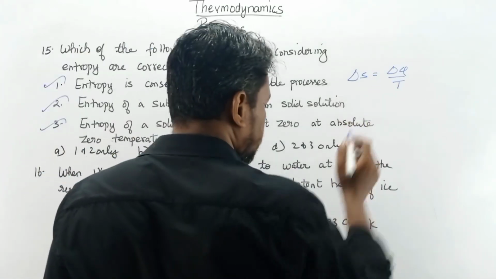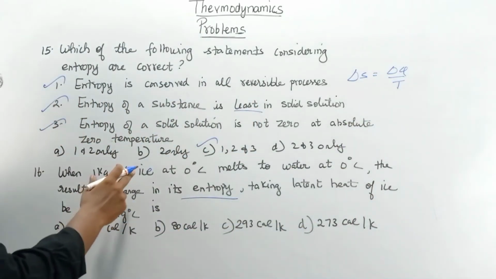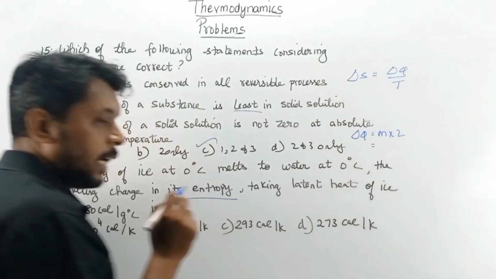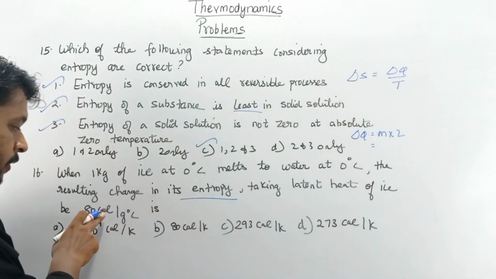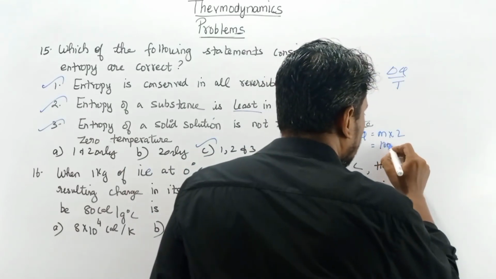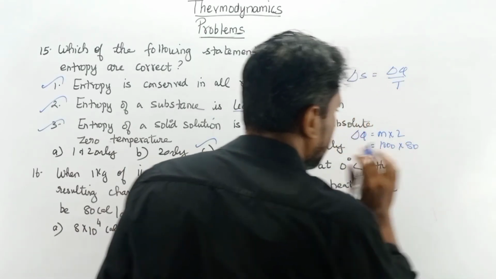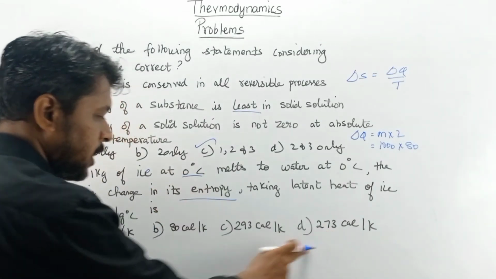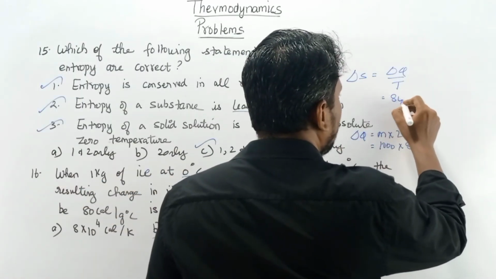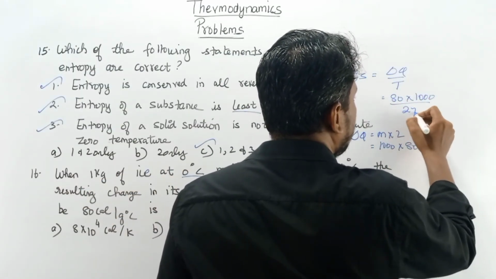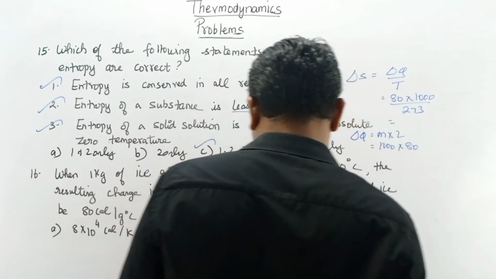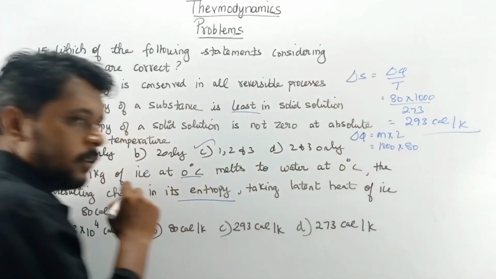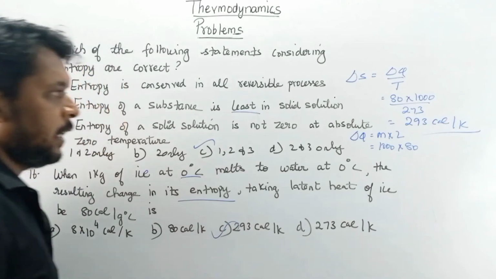So what is the heat supplied here? The latent heat and the mass are given, so the heat will be equal to mass into latent heat. The mass is given in kg, so we have to convert it into grams because the latent heat is given per gram. So it is 1000 into 80. The temperature is 0 degrees Celsius, and we have to convert it into Kelvin because all the options are given in Kelvin. So it is 80 into 1000 divided by 273. When you do this calculation, you get approximately 293 calories per Kelvin. So option C is the right answer.